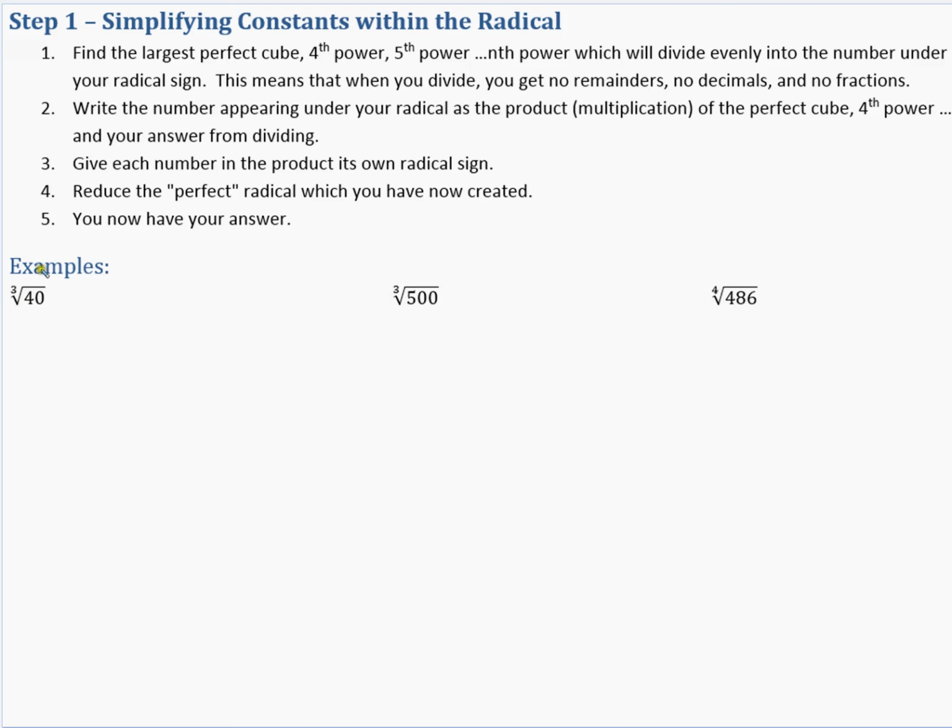So we want to take the cubed root of 40. And so instead of finding perfect squares, because we're not dealing with square roots anymore, we're dealing with perfect cubes, we want to find perfect cubes. So let's review our perfect cubes.